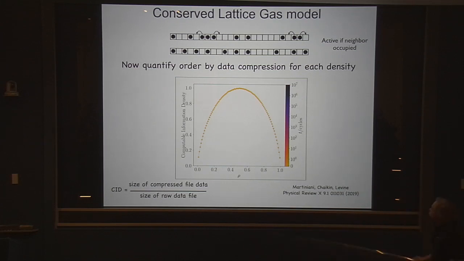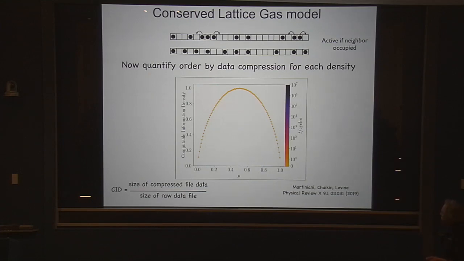So when you throw the particles down, you can write down, in this case it's very easy, just zeros and ones, a data string here, and you can compress it. And as a function of the coverage, the density here from 0 to 1, you can look at what we call the computable information density, CID. It's simply the size of the compressed data file over the size of the raw data file. And when you do that, you get this curve, which actually is just the entropy of mixing for a system like that. Turns out it does that pretty well.